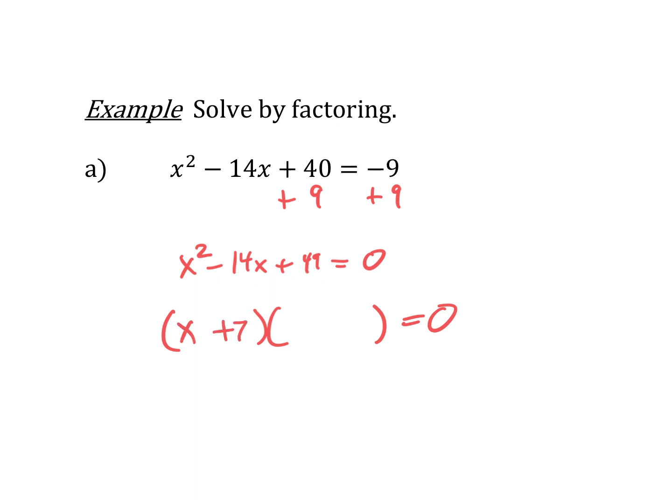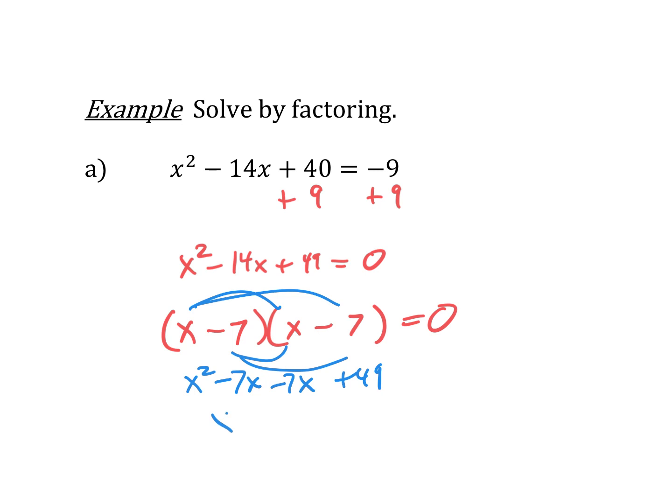So maybe it's x plus 7 and x plus 7. Oh, but wait a minute. Those don't add to negative 14. So if we change these to a negative 7, I think we'll be in luck. So minus 7 and minus 7. That works. Again, when we say that works, remember the big idea is we can distribute this out and we get x squared minus 7x minus 7x plus 49, and that gives us x squared minus 14x plus 49.